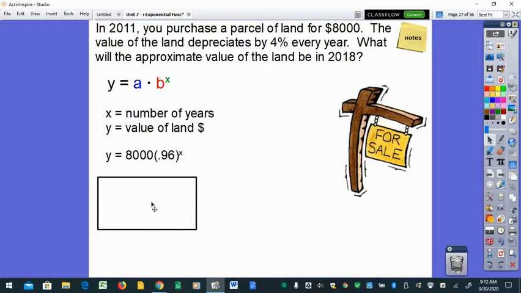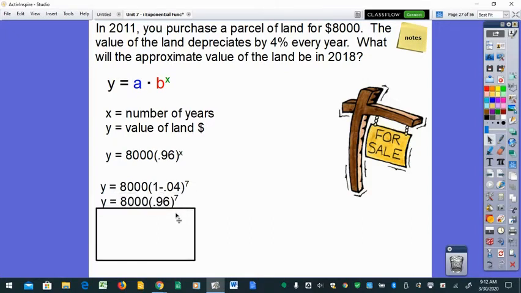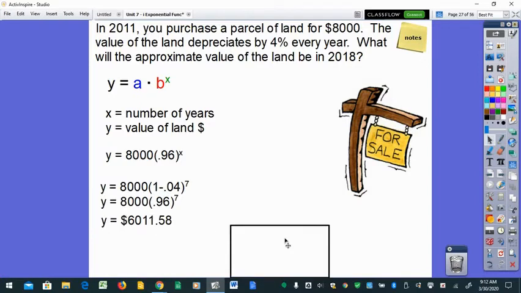And in this case, from 2011 to 2018 is going to be 7 years. Just reminding you, where did the 0.96 come from? That was the 1 minus that 4%, which is where we got the decay factor. And I head to my calculator and I take 8,000 times 0.96 raised to the 7th, and I end up with about $6,011.58. So my value has dropped.